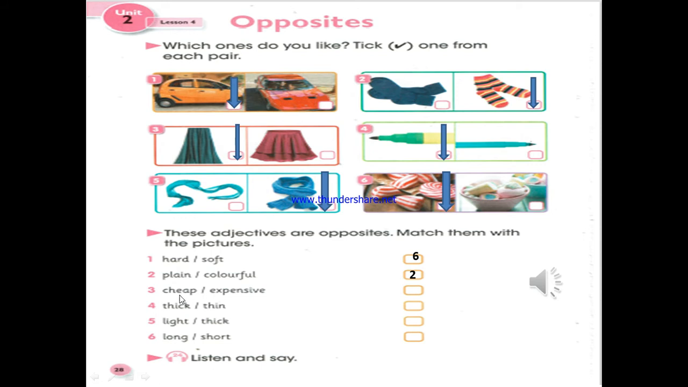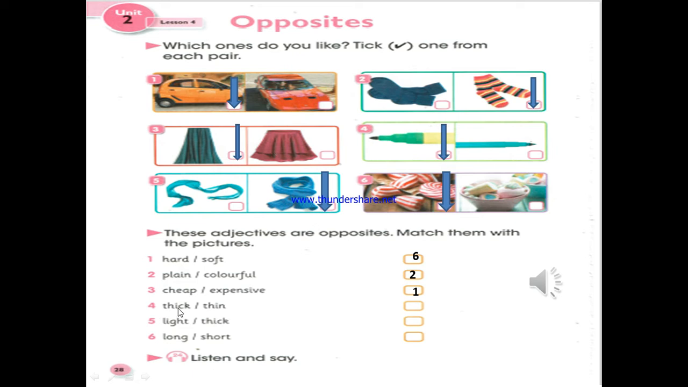Three. Cheap and expensive. Cheap, رخيص. Expensive, غالي. Which picture do you think has expensive things and cheap things? What did you think? I think, let's see. Number one, it's a car. This is the car. It's expensive. And this is the car. It's cheap because this car is old and this car is new. Cheap, expensive.